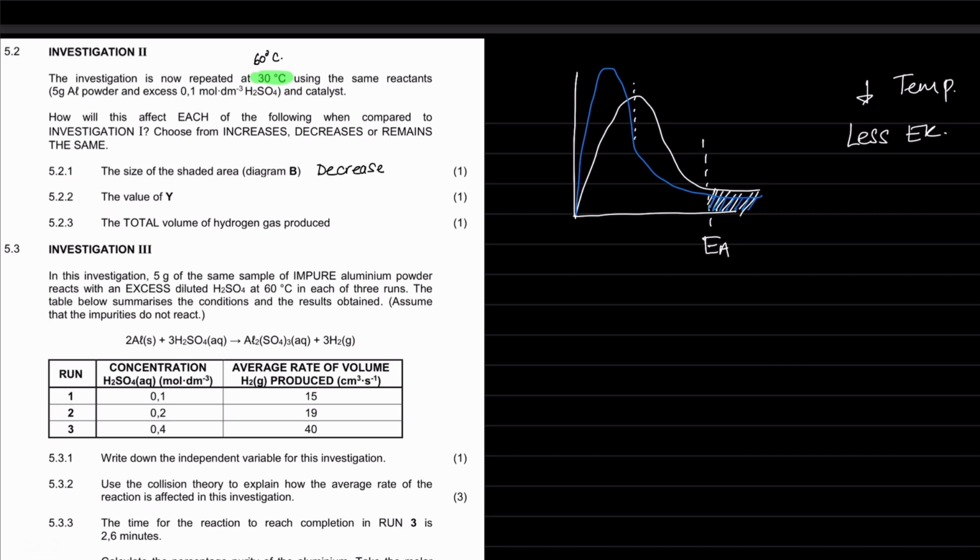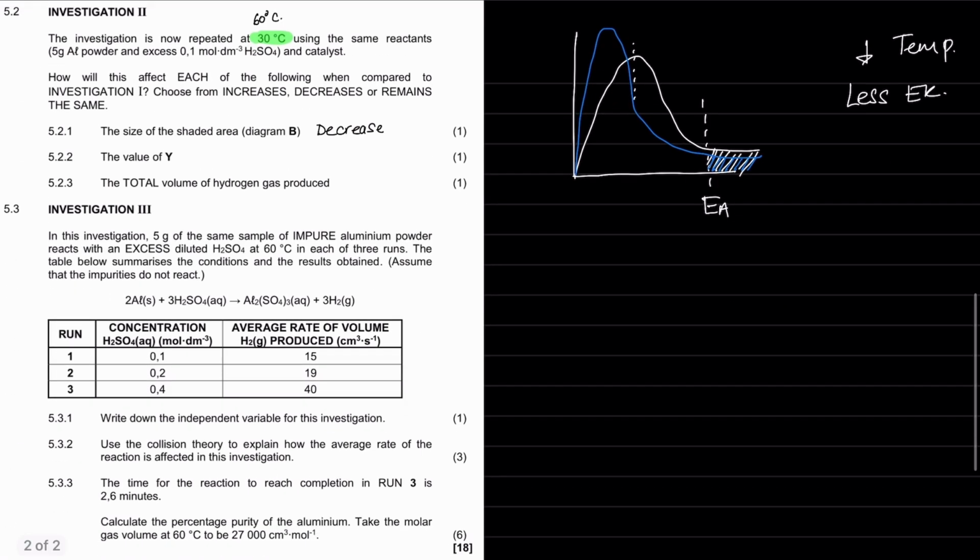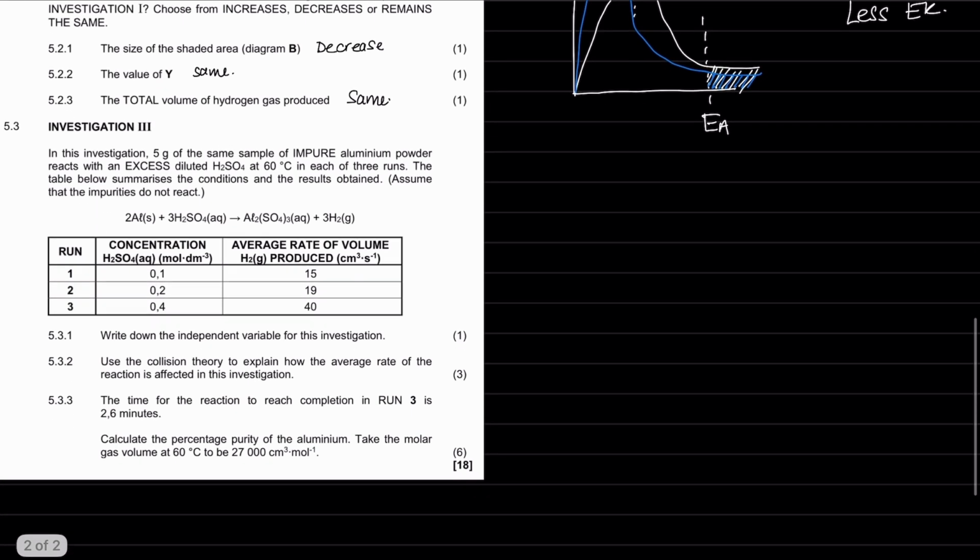The value of Y, what is Y? Y is the activation energy. Changing the temperature is not going to affect the activation energy, so it's the same. And the total volume of hydrogen gas produced is also going to remain the same because we are not increasing any quantities.